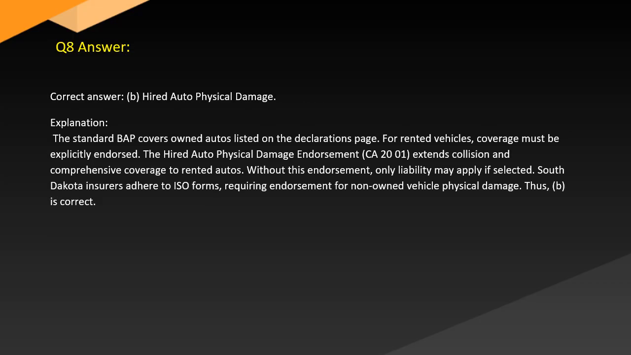Answer. Correct answer. B. Hired auto physical damage. Explanation. The standard BAP covers owned autos listed on the declarations page. For rented vehicles, coverage must be explicitly endorsed. The hired auto physical damage endorsement extends collision and comprehensive coverage to rented autos. Without this endorsement, only liability may apply if selected. South Dakota insurers adhere to ISO forms requiring endorsement for non-owned vehicle physical damage, thus B is correct.